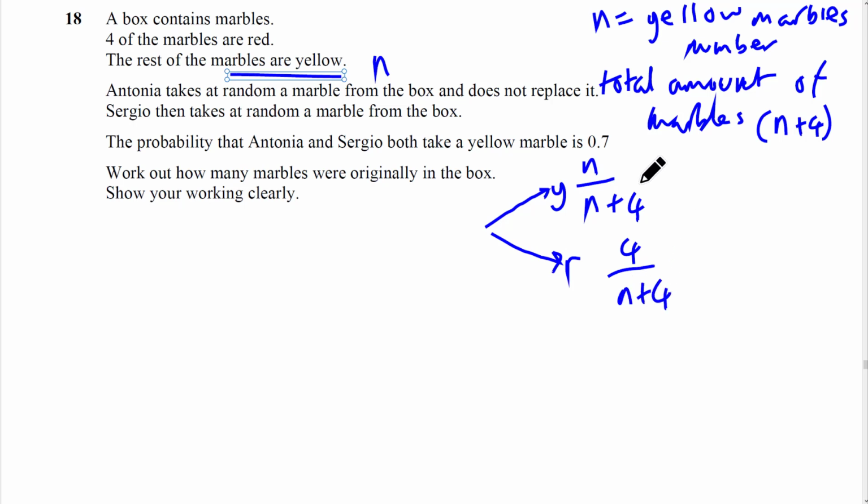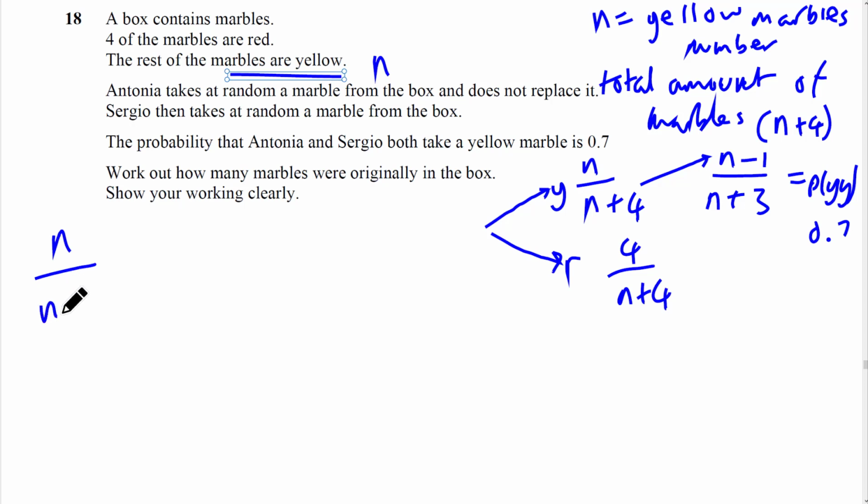But we don't need this information yet. So yellow again is going to be, there's 1 less yellow in the box because you've taken one. So then you're going to have n minus 1 marbles out of, remember, there's 1 less marble in the whole box. So that's got to be n plus 3. And we know that the probability P of yellow yellow equals 0.7. So what we're going to write is n over n plus 4 times n minus 1 over n plus 3 equals 0.7.